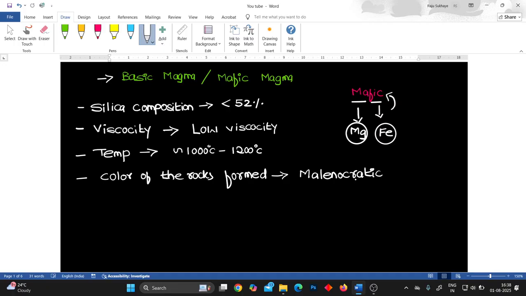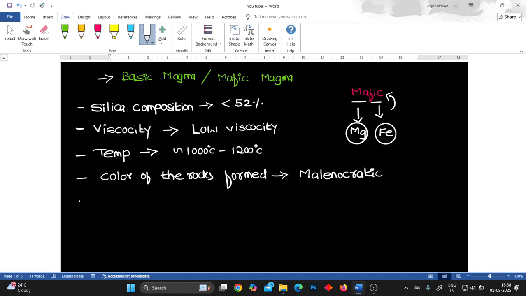Okay, so melanocratic rocks are nothing but your dark colored igneous rocks which are rich in the amphibole group of minerals, pyroxene group of minerals, biotite, and you are having olivine as well. The rocks which are formed when this basic magma gets cooled down are known to have a melanocratic color.